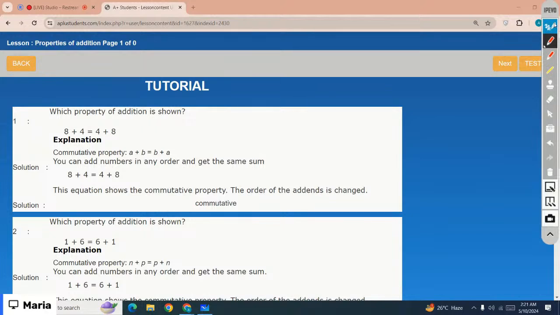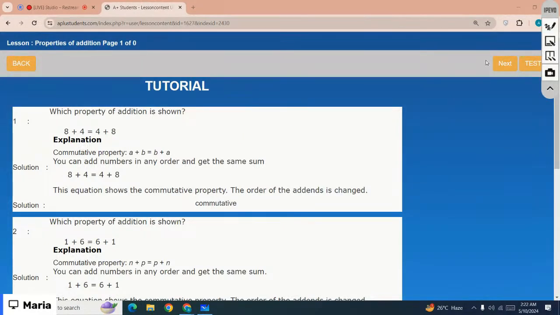You have 8 plus 4 equals 4 plus 8, right? So on both sides, the numbers are the same. Just the order you write them is different, 8 plus 4 and 4 plus 8. Whenever you have a plus b and b plus a, that means the numbers on both sides are the same, just their order is different. That is known as the commutative property. And when you add, they have exactly the same answers, right? That is the commutative property.